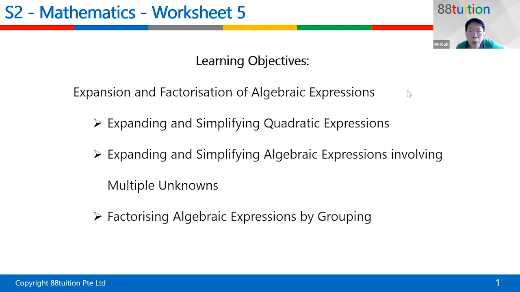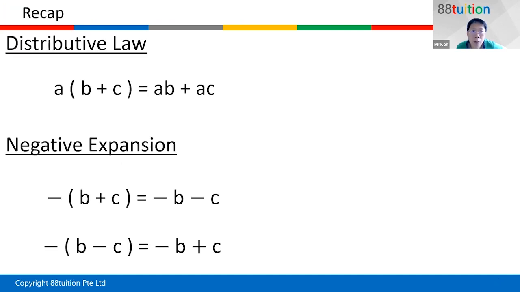So what we're going to do today is an expansion and factorization of algebraic expressions for Sec 2. First we'll talk about expanding and simplifying quadratic expressions. Then we go on to expanding and simplifying algebraic expressions involving multiple unknowns. After that, we'll talk about factorizing algebraic expressions by grouping. So before we do all that, Mr. Ko will recap some of the Sec 1 work that you may have done, to see whether you know.